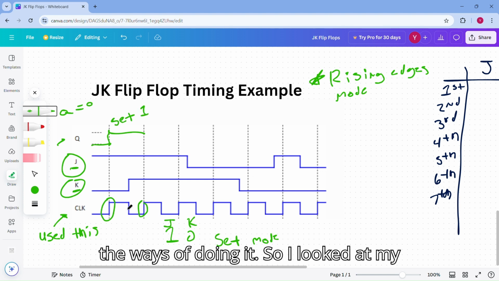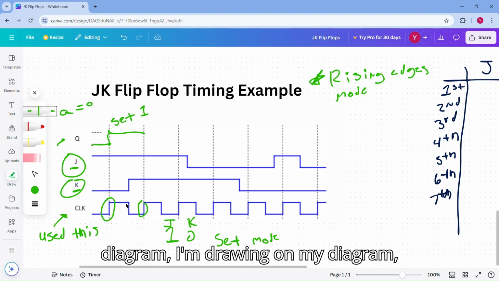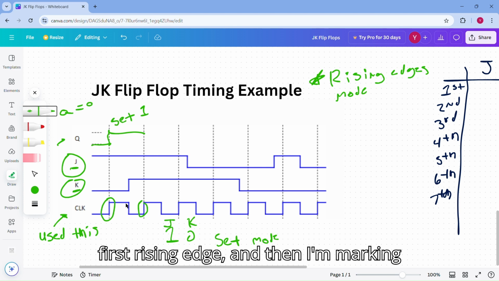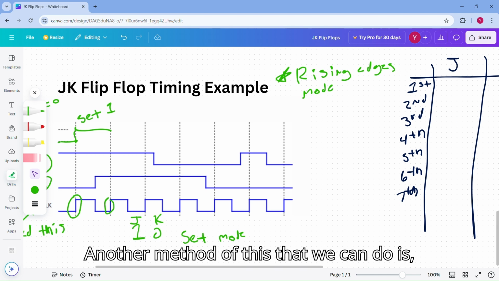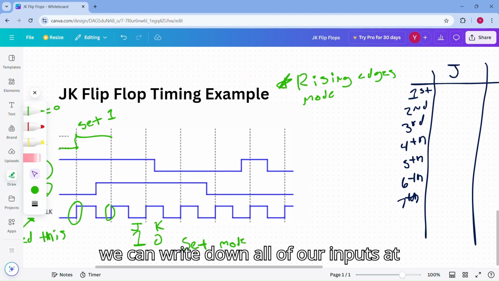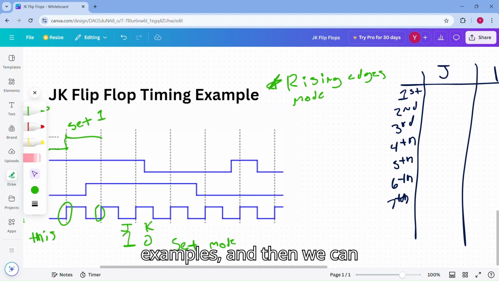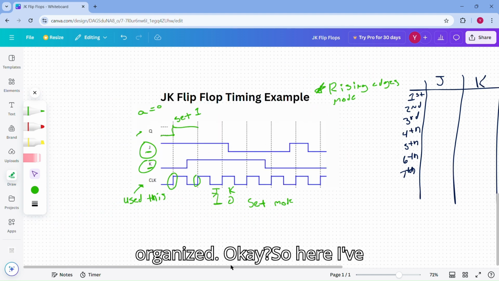That's one of the ways of doing it. So I looked at my diagram, I'm drawing on my diagram, and I'm looking at the inputs for that first rising edge, and then I'm marking and indicating it so. Another method of this that we can do is we can write down all of our inputs at once, and then write down all of our Q examples, and then we can actually draw all at once and help us stay a little bit more organized.